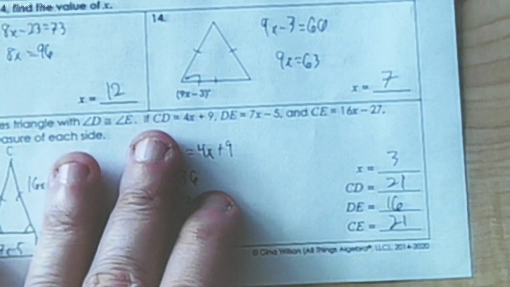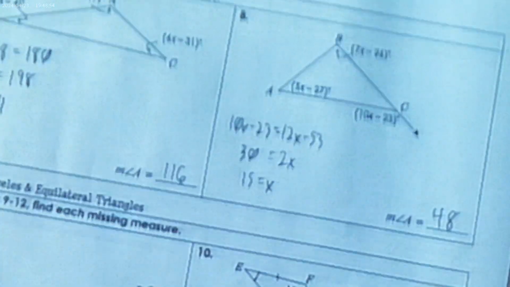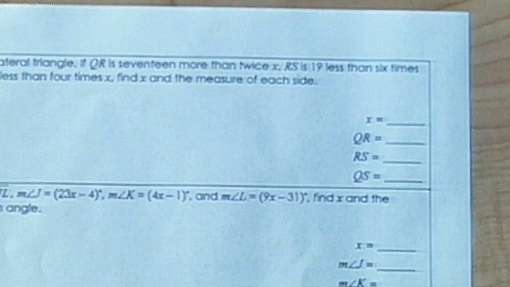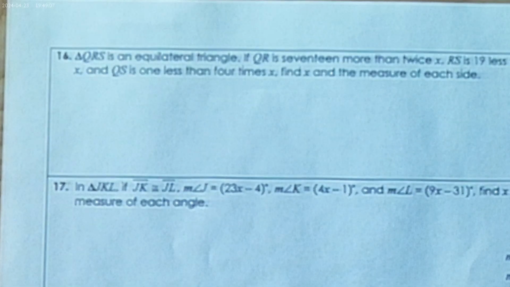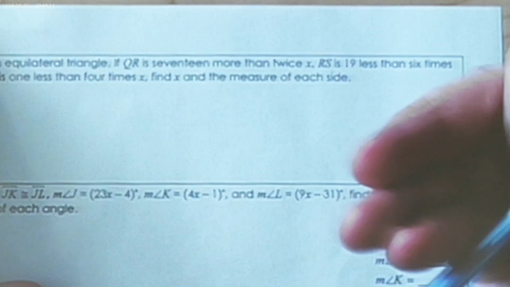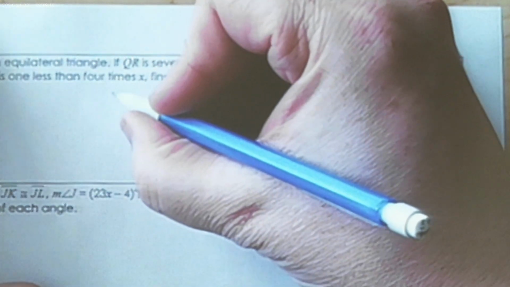Those are our answers. And now for the final page of the 4.3 review, I'll do a better job drawing the pictures here. QRS is an equilateral triangle. Oh, for crying out loud. All right, let's see. So I'll put it right here.